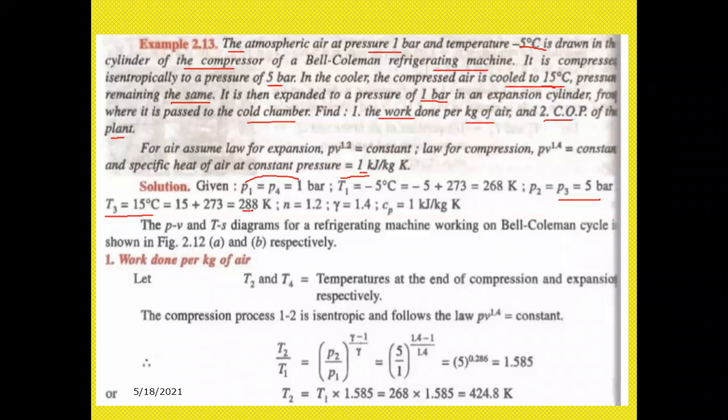Remaining is the same. It is then expanded to the pressure of 1 bar. So expansion happened at 4. Therefore, P4 is equal to 1 bar. Right? Expanded at 1 bar in an expansion cylinder, when it is passed to the cold chamber. So find the work done per kg and the COP of the plant. Right? So like this you have to write the data.